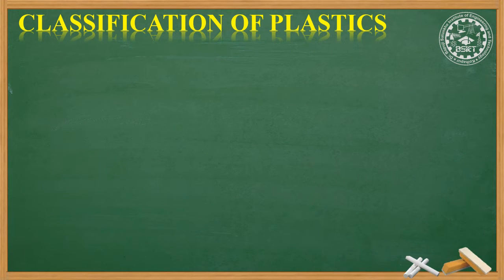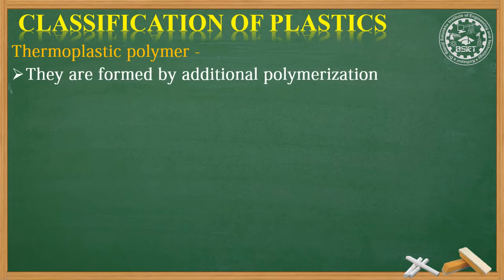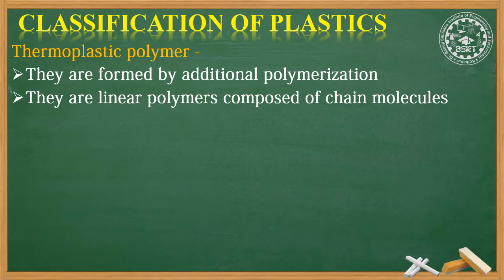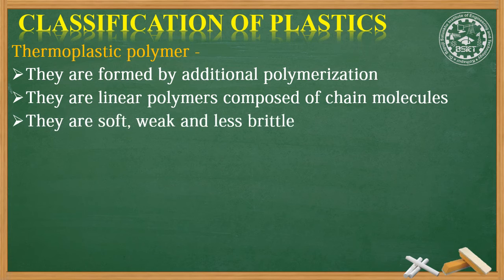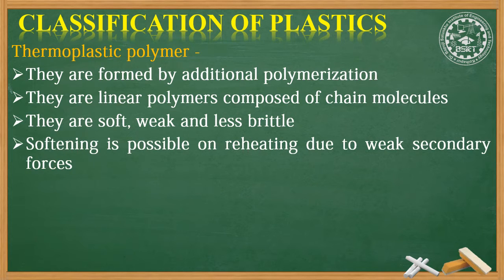Now let us see the classification of plastics. Basically, the first type of plastic is thermoplastic polymer. Okay, now what are the characteristics of these? They are formed by addition polymerization. Addition polymerization जी प्रोसेस आहे त्यांनी हे थर्मोप्लास्टिक पॉलिमर्स तयार केले जातात. They are linear polymers composed of chain molecules. They are soft, weak and less brittle. Softening is possible on reheating due to weak secondary forces.